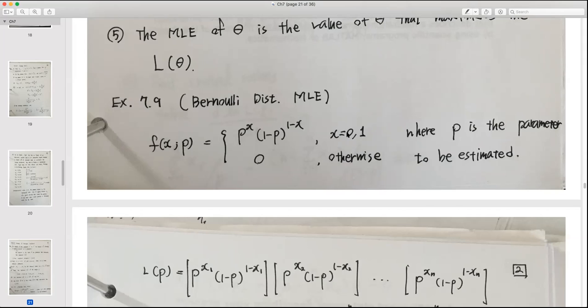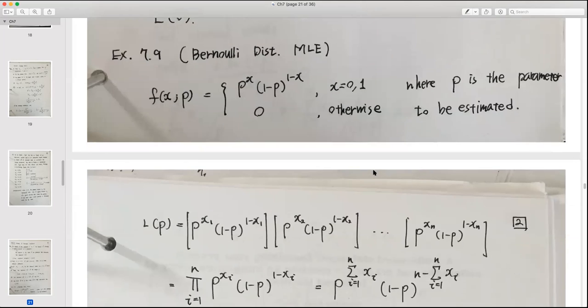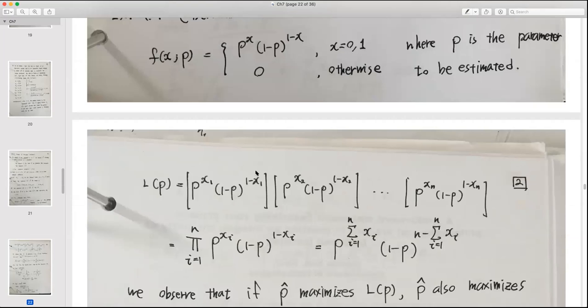What does x mean? X is the number of successes, actually, 0 or 1. We only think about just 1 or 0: 0 success, 1 success. Here p is the parameter to be estimated. So now let's find the L of p.